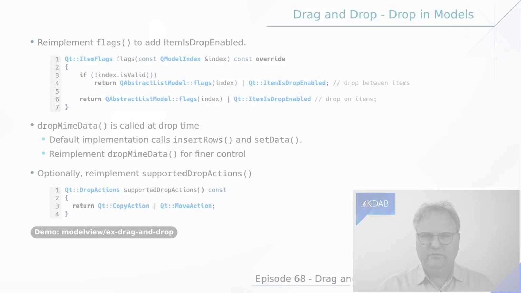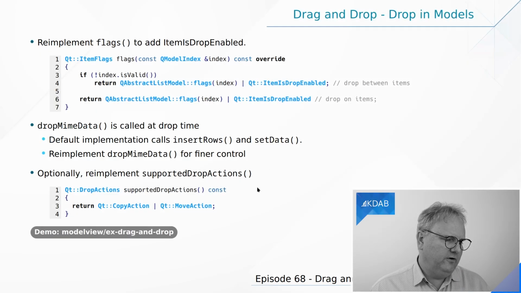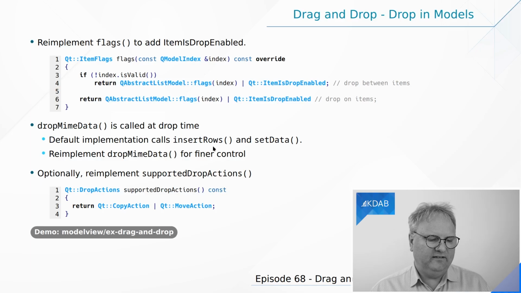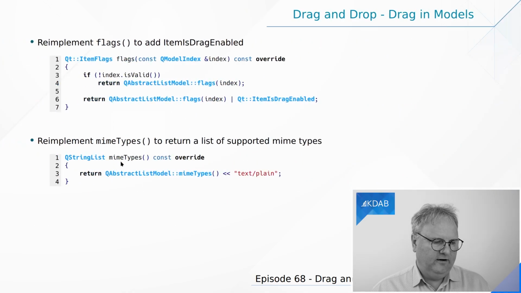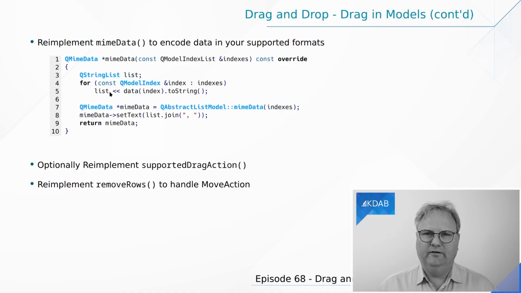I was spending 10 minutes between the last shot and this shot here trying to figure something out, because all of a sudden I realized I told you that you do not need to implement dropMimeData, because the model view framework will call insertRows and setData on you. That made me wonder, why on earth do I need to implement mimeTypes and mimeData then? Couldn't it just go and fetch the data out of the model? And certainly it could. So let me just clarify that.